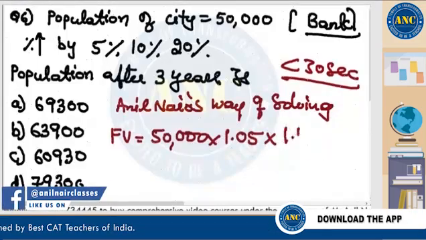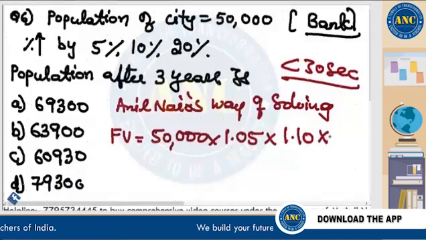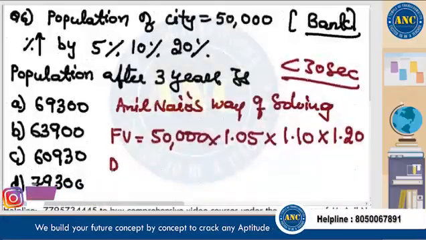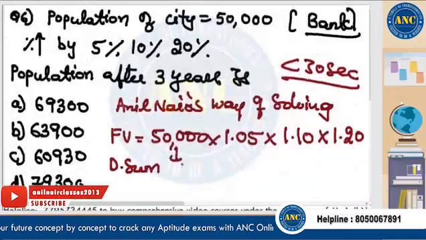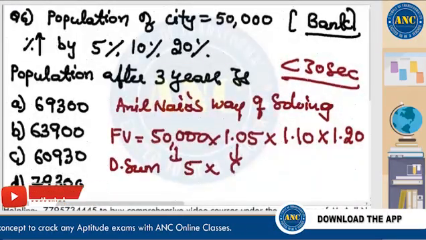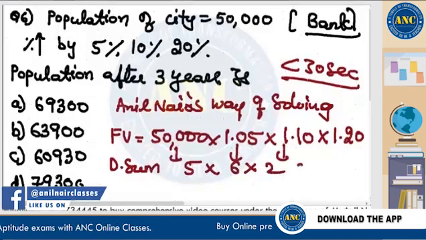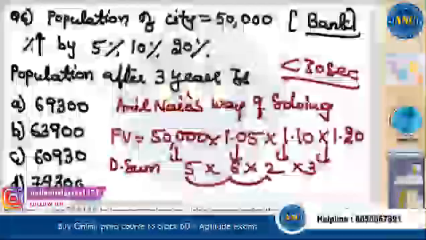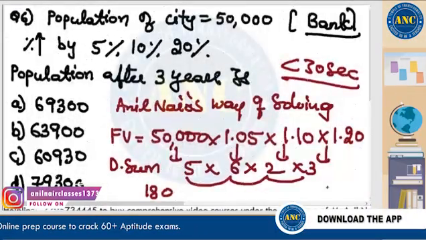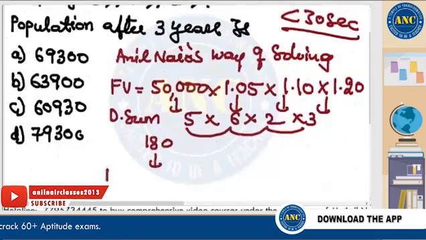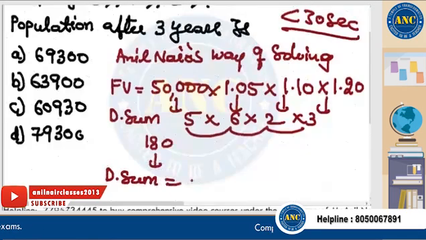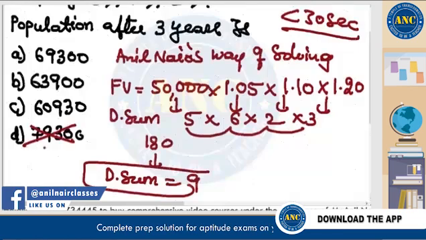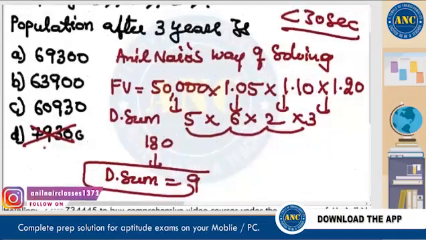1.05. Increased by 10%, 1.1. Increased by 20%, 1.2. What is the digital sum of 50,000? The digital sum of 50,000 is 5. 1.05 gives 6, 1.1 gives 2, 1.2 gives 3. 5 sixes are 30, 32s are 60, 63s are 180. The digital sum of 180 is 9. So the answer's digital sum should be 9. So that option is eliminated.